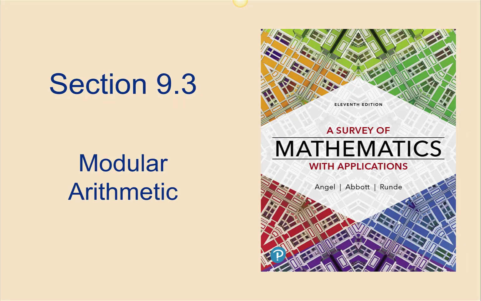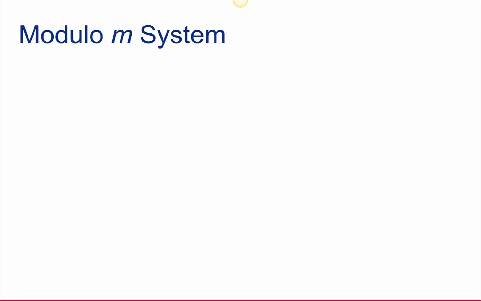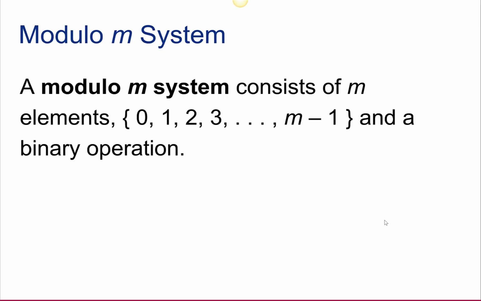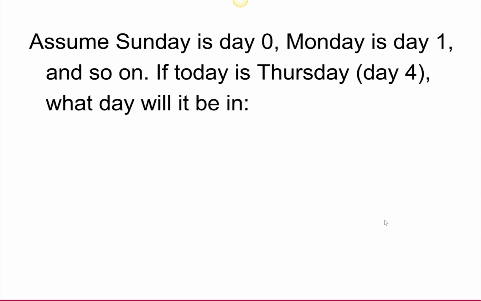Section 9.3, Modular Arithmetic. The modulo M system. A modulo M system consists of M elements, 0 through M-1, and a binary operation. Assume today, Sunday, is day 0, Monday is day 1, and so on.